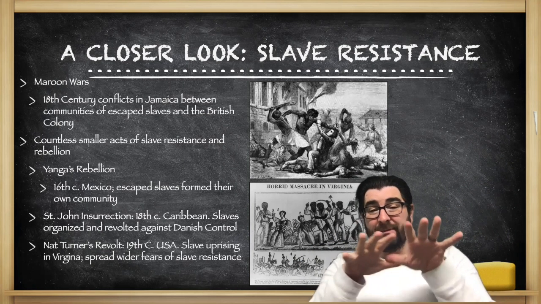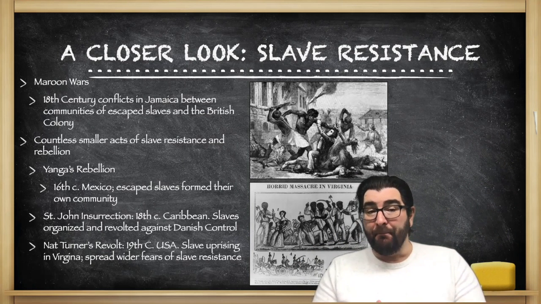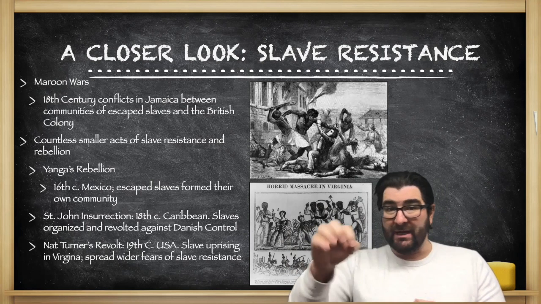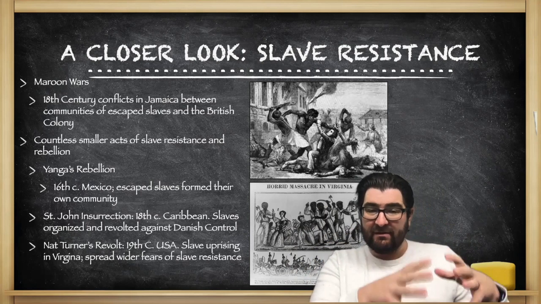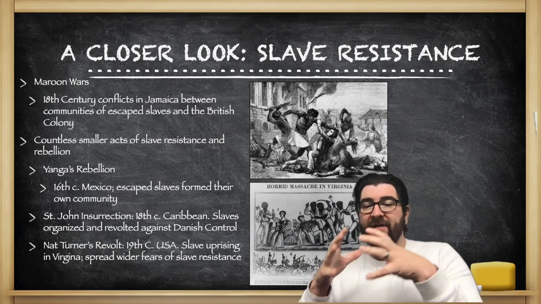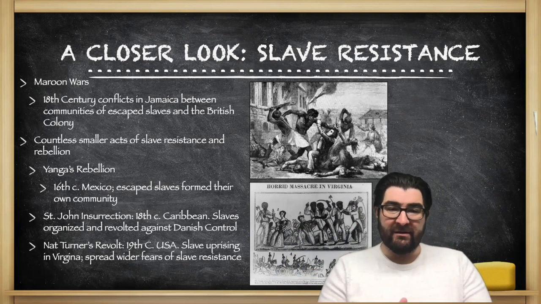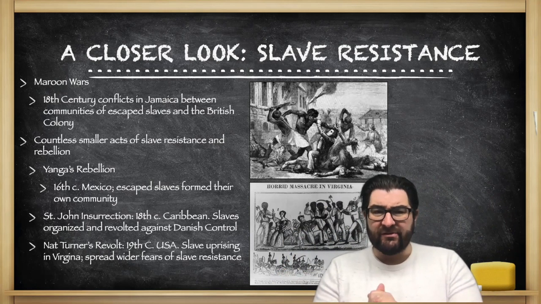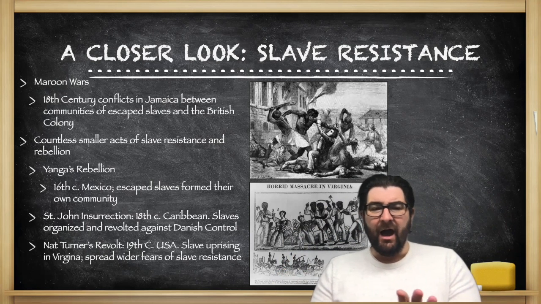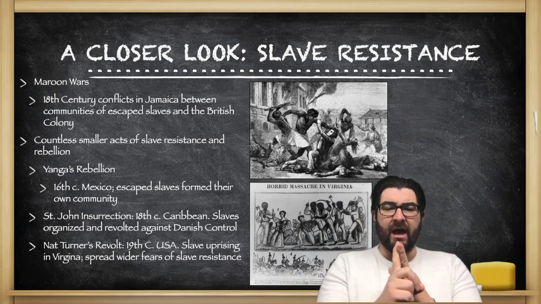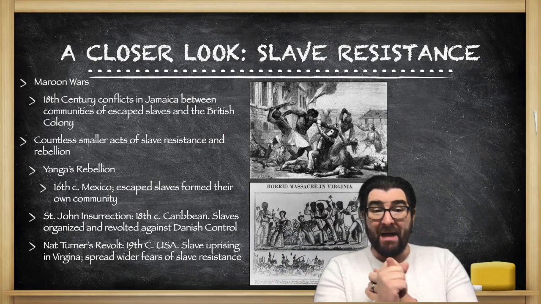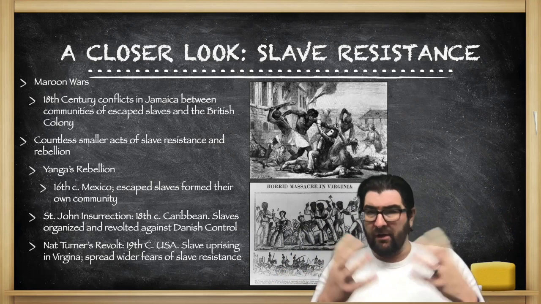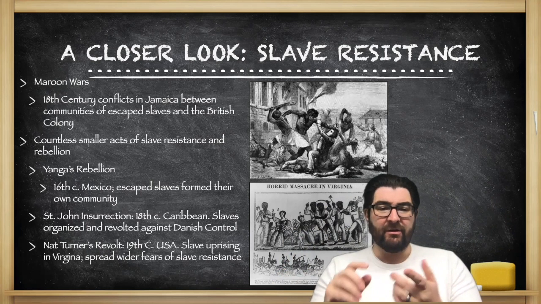This will ultimately be put down, but it does give concern to many of these Caribbean islands where the white slave owners are so vastly outnumbered by their enslaved populations. There are countless smaller acts of slave resistance and rebellion, like Yanga's rebellion in 16th century Mexico, where escaped slaves are going to form their own community and ultimately push against their enslavers.